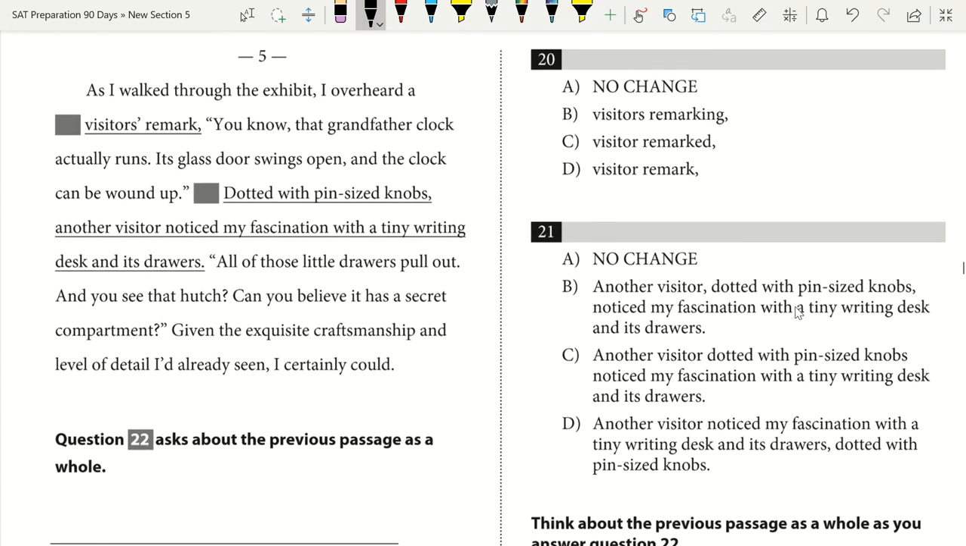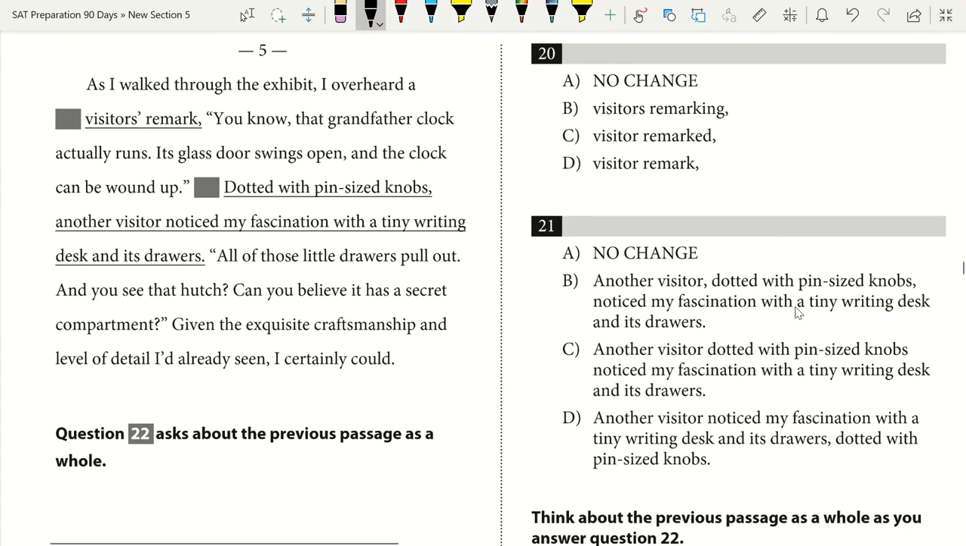All right, now we've got, as I walked through the exhibit, I overheard a visitor. How do I know it's going to be a visitor and not visitors? Well, because it says A here, which indicates to me my visitor is singular. There's only one, which means I don't have visitors. A visitor can't own their remark. Just think about it like this. If we were going to say a visitor said, we wouldn't say a visitors said. We would just say a visitor said. So we have to get rid of that apostrophe, get rid of the S, both of them. So that means we don't have B and we don't have A as an answer choice anymore. So we have a visitor remarked or a visitor remark.